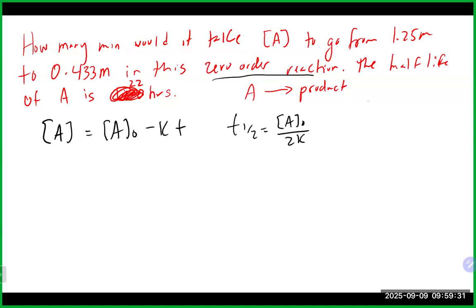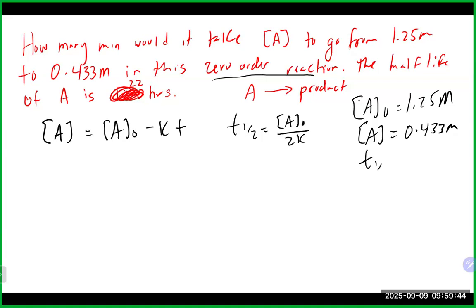So in this case, we obviously have our initial concentration of 1.25. We got our final concentration 0.433. And we have a half-life here of 22 hours. And we're looking for the time, which is this guy. So we are missing the rate constant in this case, and that's where, again, the half-life equation will come into play since I have the half-life. Obviously, in this case, I have the initial, so we can solve for K in this case.